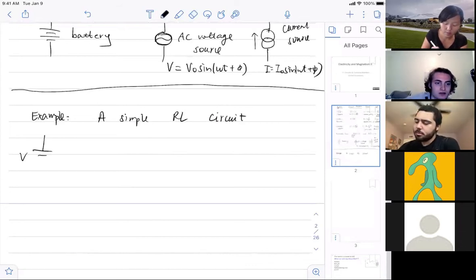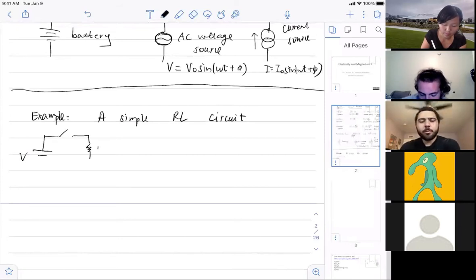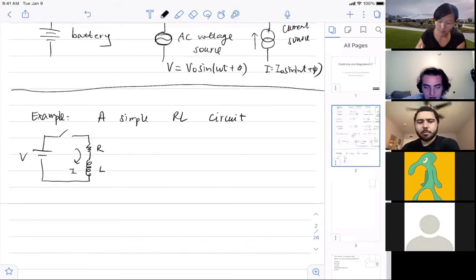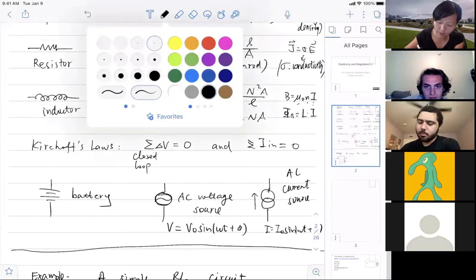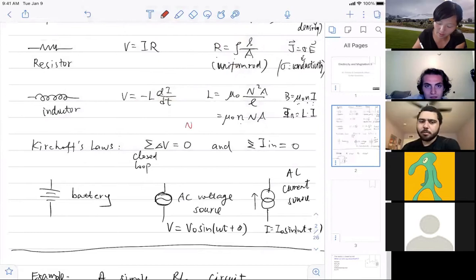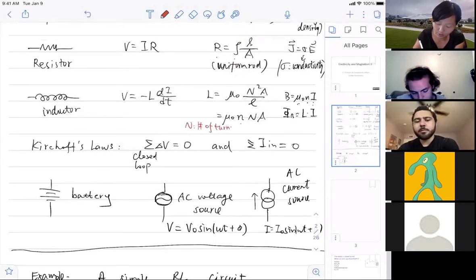Can I ask a quick question? I forgot what the 2 different ends are. One of them's that turns around a solenoid in the inductor. Yeah, N is the total number of turns. Let me highlight this. N is number of turns. Let's say you have 1,000 turns, and little n is number of turns per unit length. Okay, got it.